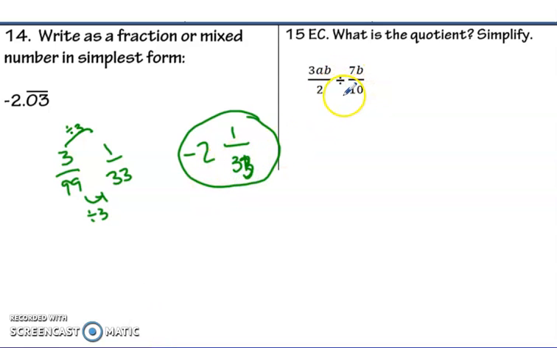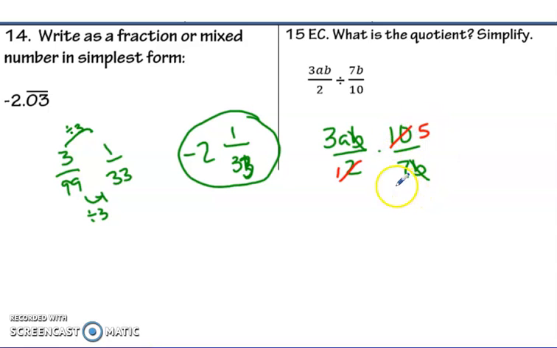Okay, next one, we've got to go and flip the second fraction and then multiply. Okay, so we can do some reducing here too. The b's cancel out because if they're the same value, they cancel out, right? And also it can reduce this guy right here too. 2 goes into 2 1 times, and 2 goes into 10 5 times. So 3a times 5 is going to be 15a, and then 1 times 7 is going to be 7. And that's it.